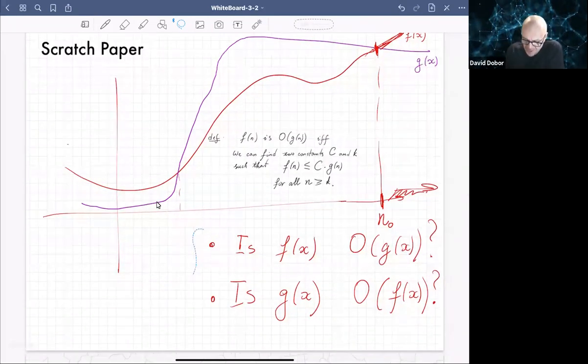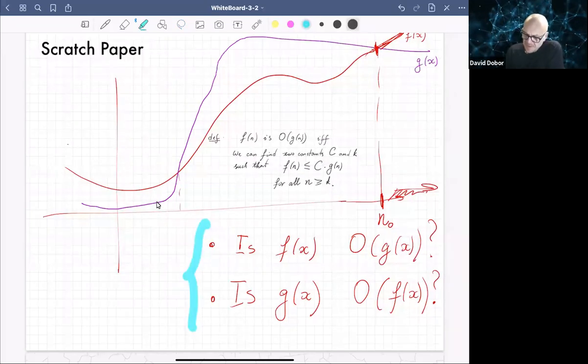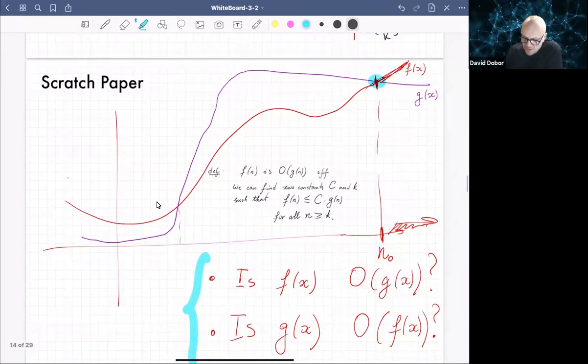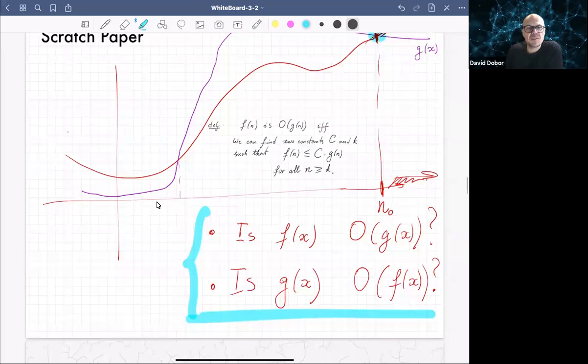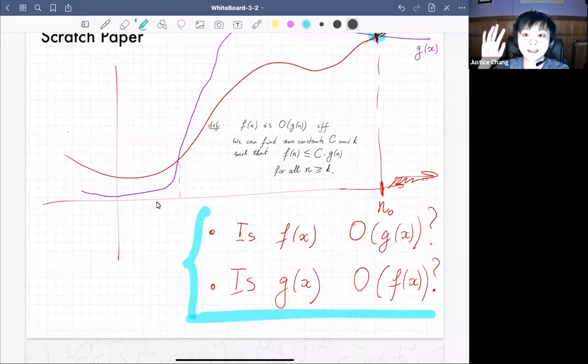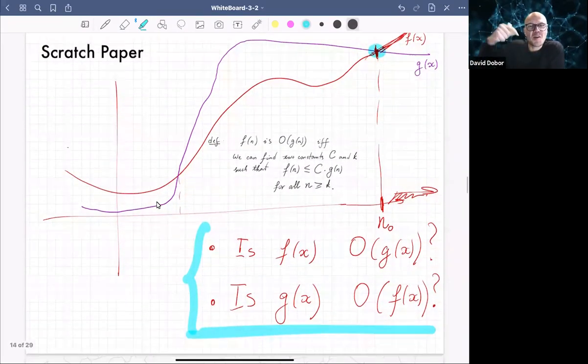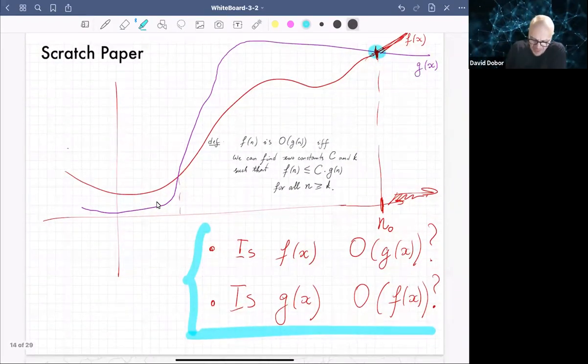So here I've written down, if we agree that this pattern continues, that after this point f of x stays above, then one of these two claims is true, and the other is false. I think I could answer. Yeah, which one is it? I'd say g of x is O of f of x, but not the other way. Yes, exactly. So now you're going back to that intuition I told you about.